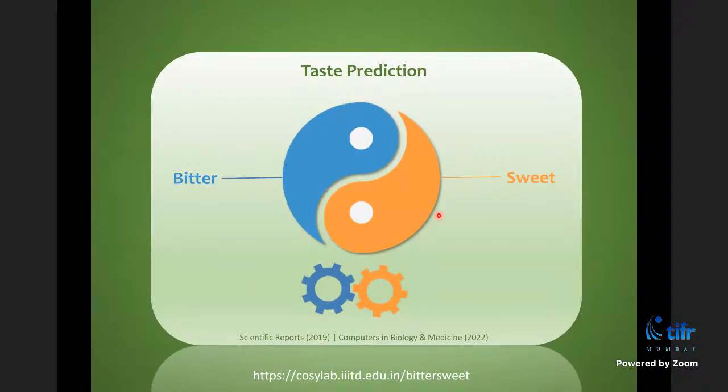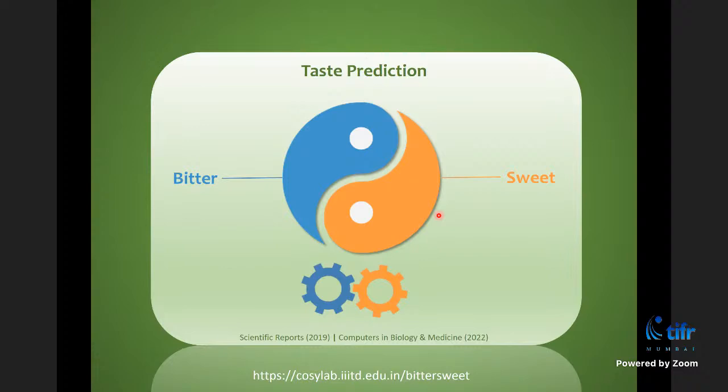In another direction, of course, we are trying to use other computational approaches such as machine learning and deep learning for various applications. This is one of them, wherein we have looked at whether, by looking at the structure of a compound, we can predict its taste, and predict its extent, the gradient of the taste. We have done a couple of articles on this topic.